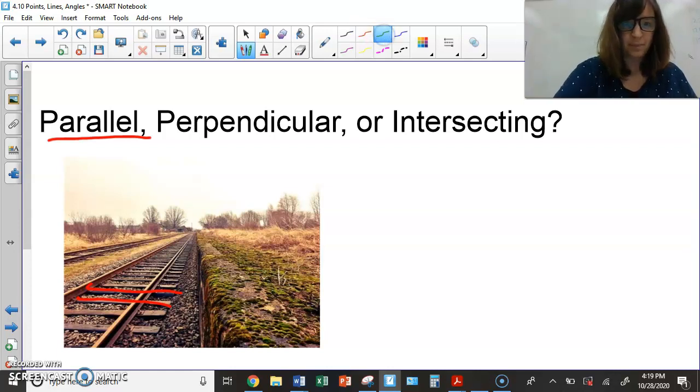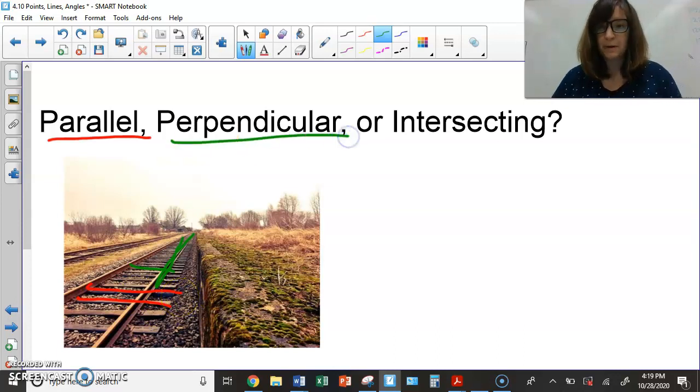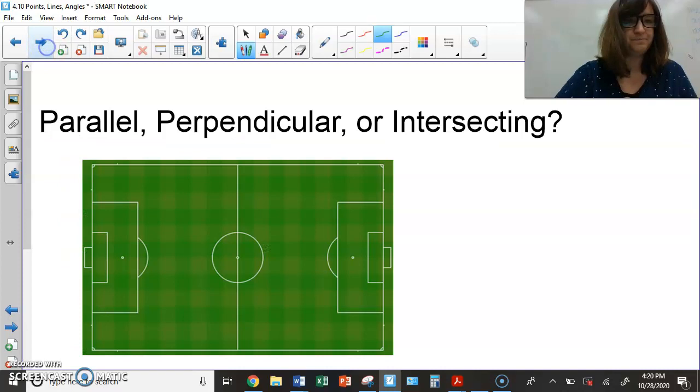However, if you look at a different part, you might look at this line right here crossing with one of those. Those are actually crossing at a perfect right angle. If lines are perpendicular, they are also considered intersecting lines because perpendicular is just a special type of intersecting line.